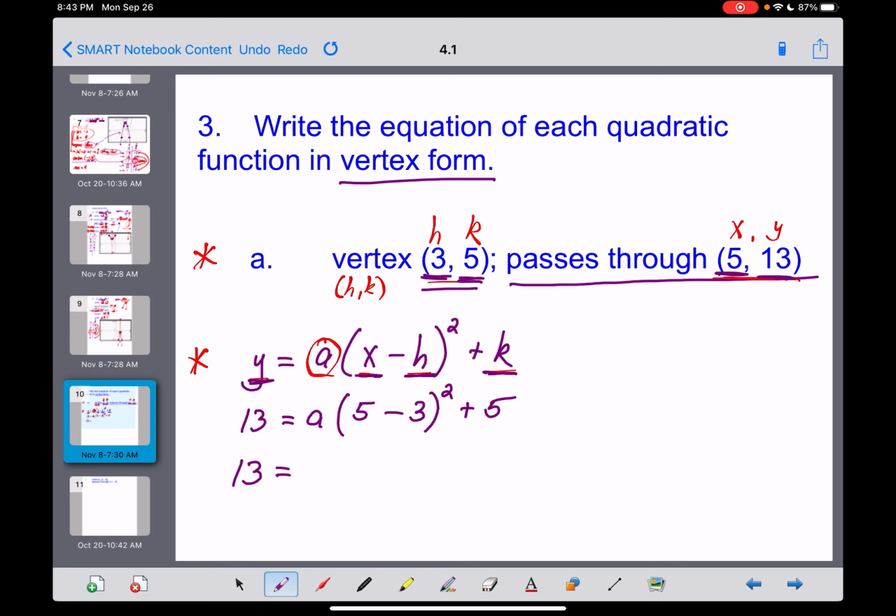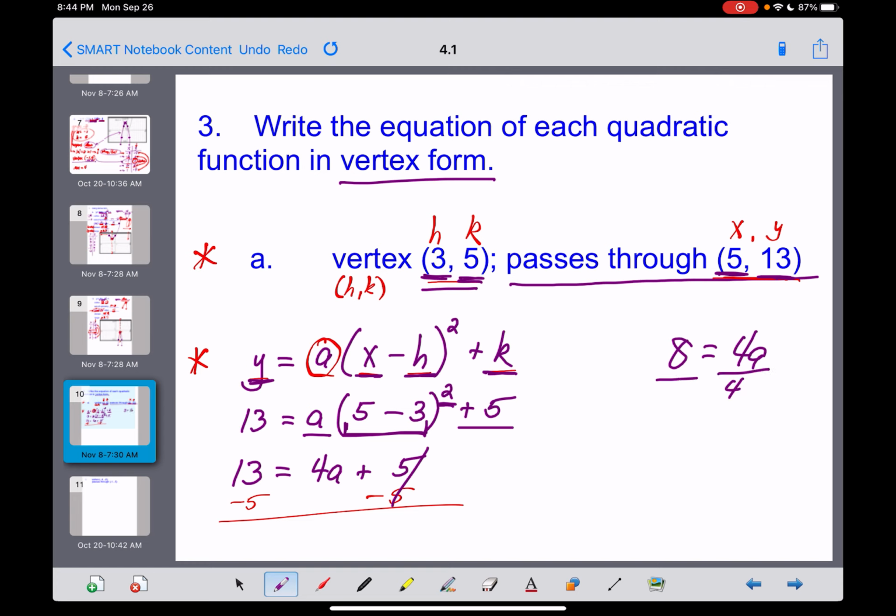13 is equal to, let's do a little math here in our heads. 5 minus 3 is 2. 2 squared is 4 times a is going to be 4a. And then there's a plus 5 just hanging out at the end of that. Okay, what are we doing now? We're going to subtract a 5 from both sides. I'm going to switch over here, guys, and we're going to get 13 minus 5 is 8 equals, and those cancel, 4a, and then we'll divide both sides by 4 and get a is equal to 2.